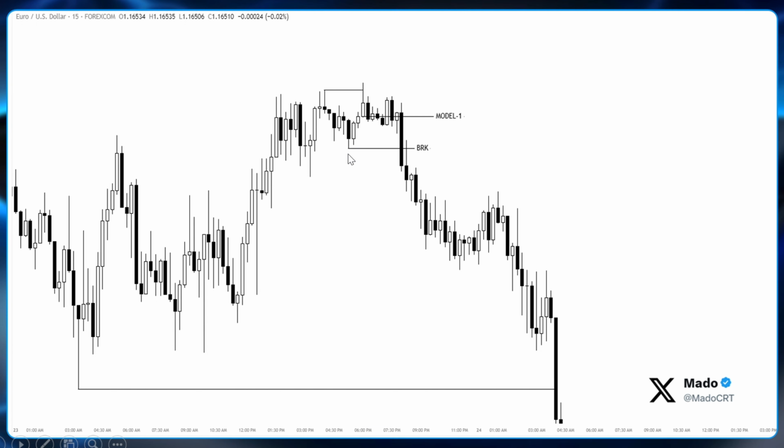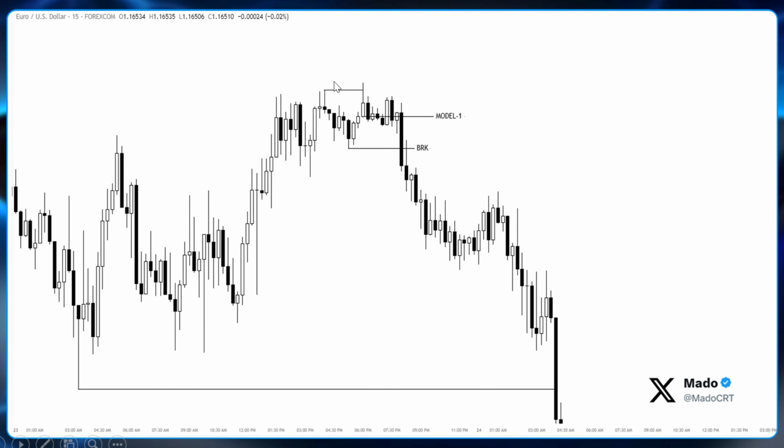Next comes the breaker phase, the third and final one in this particular setup. After the Model 1 entry, price expands lower, then breaks a small internal structure and pulls back to retest the breaker block. That retest gives the market a chance to refuel before pushing again, and if you pay attention, you'll notice how cleanly price respects that breaker level, confirming that the sequence is unfolding perfectly even with just three phases.